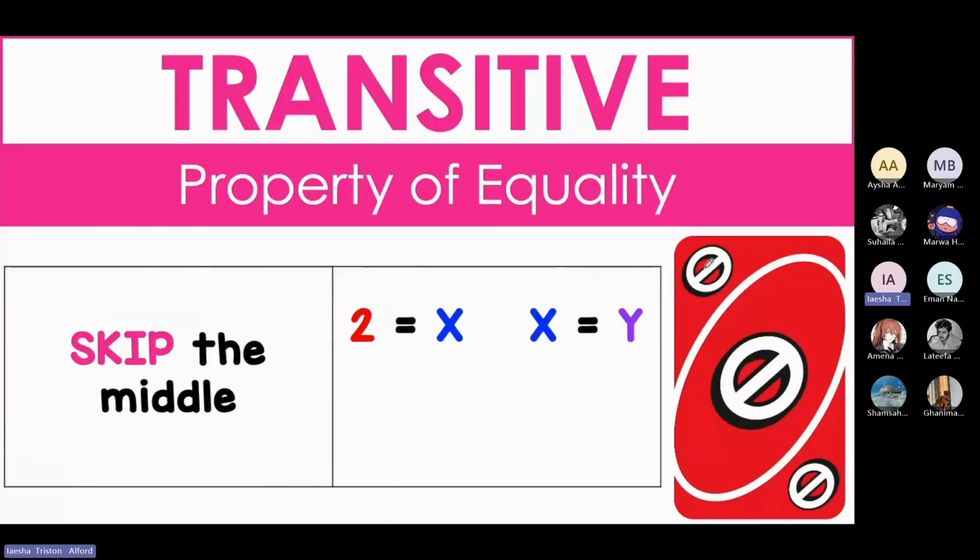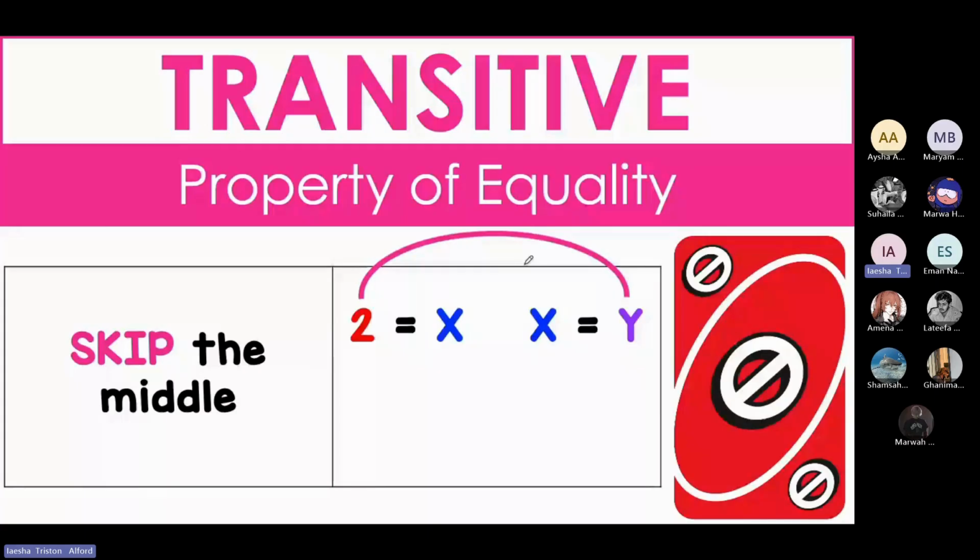Here is another example. 2 is equal to x, and x is equal to y. What can you say now? 2 is equal to y. So we're going to skip whoever is in the middle, skip this one, and we take the 2 and say it's equal to the y.